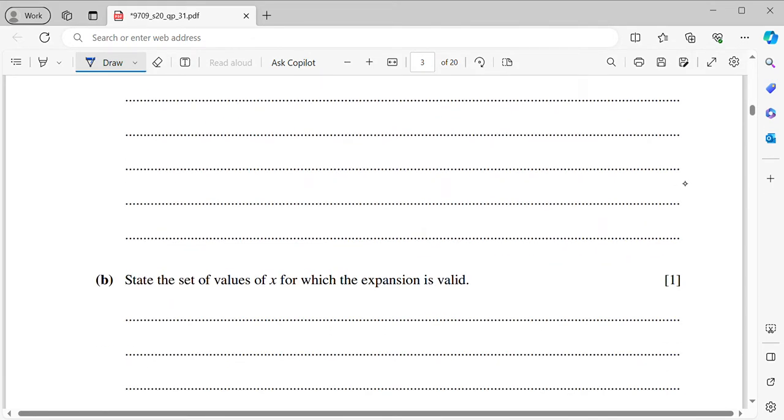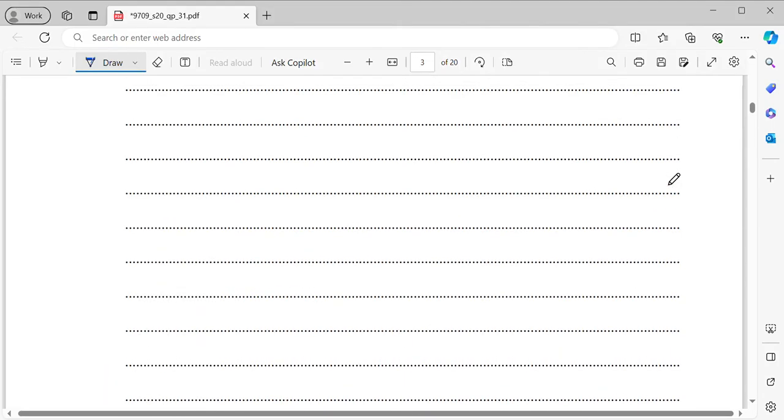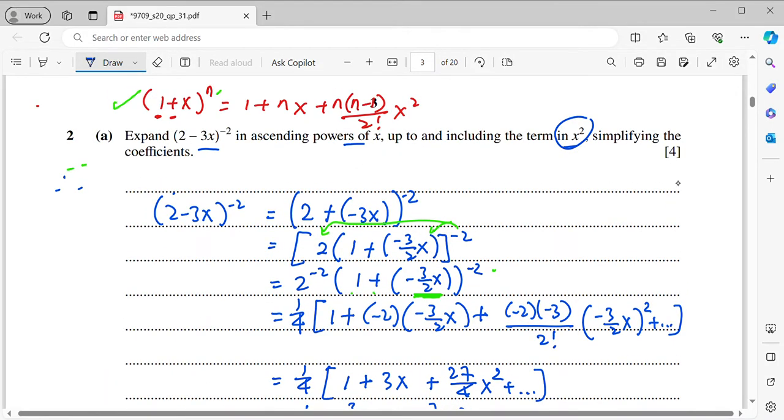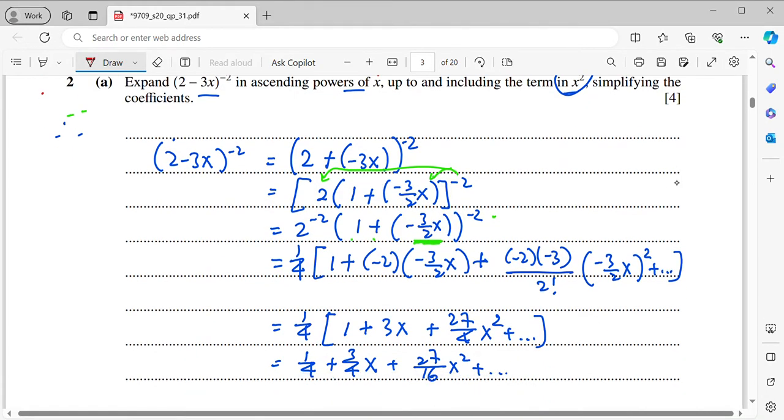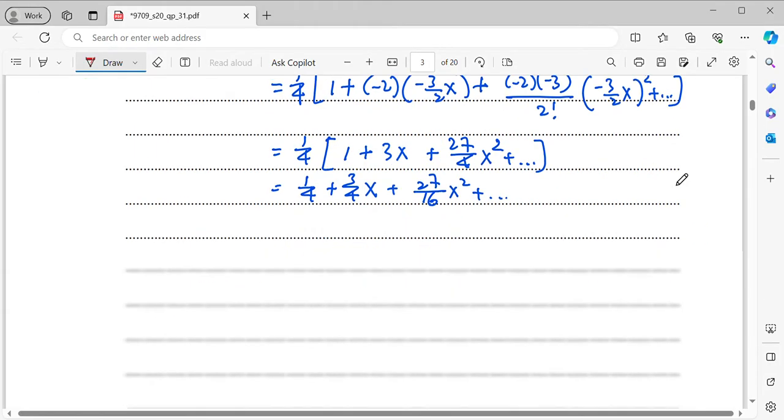Okay, B, state the set of values of x for which the expansion is valid. So for your information, this expansion is valid when modulus of x is less than 1. Okay, so same goes to this expansion right now. So we will take modulus of this new x be less than 1.